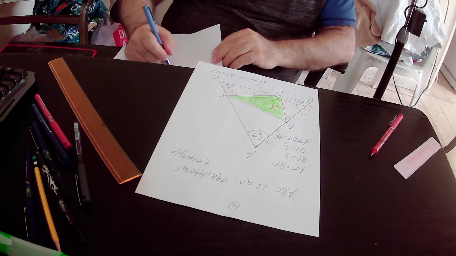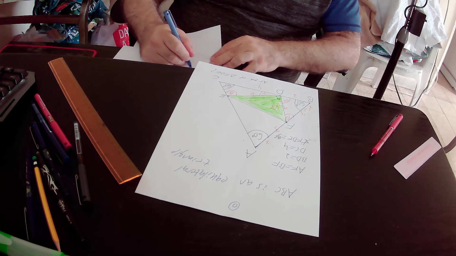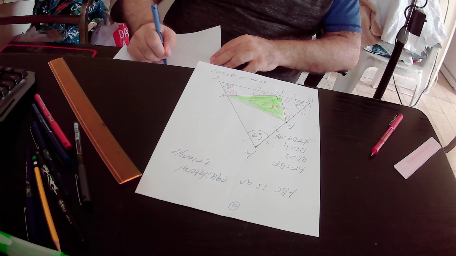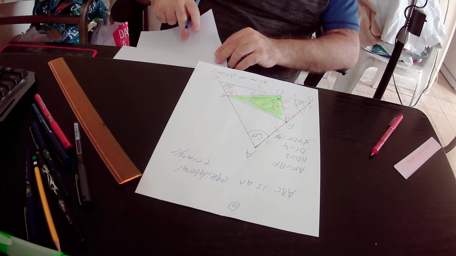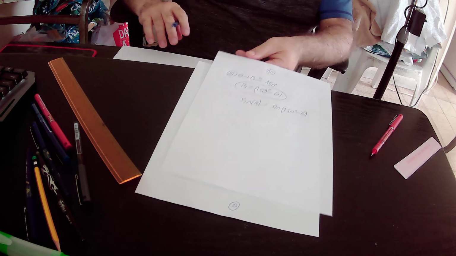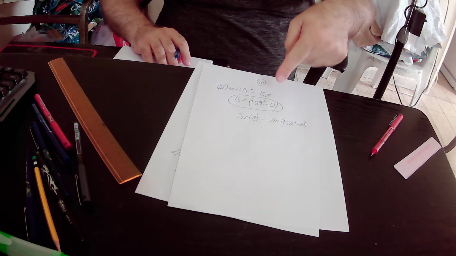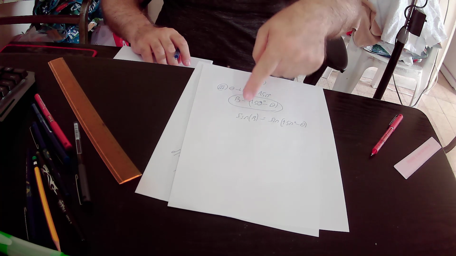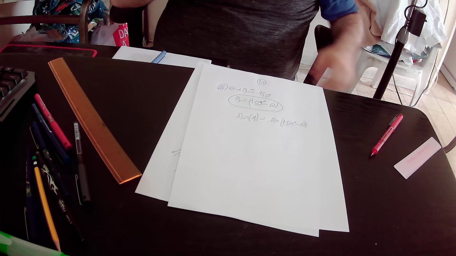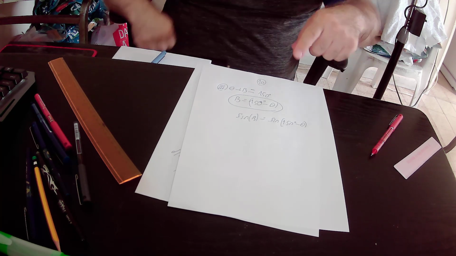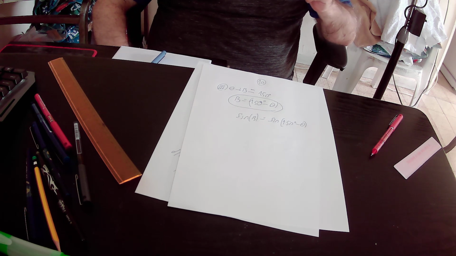Okay, so sine beta equals sine of 150 degrees minus theta. Very simple. If beta equals 150 degrees minus theta, then sine beta equals sine of 150 degrees minus theta. What is the value of sine of 150 degrees minus theta?